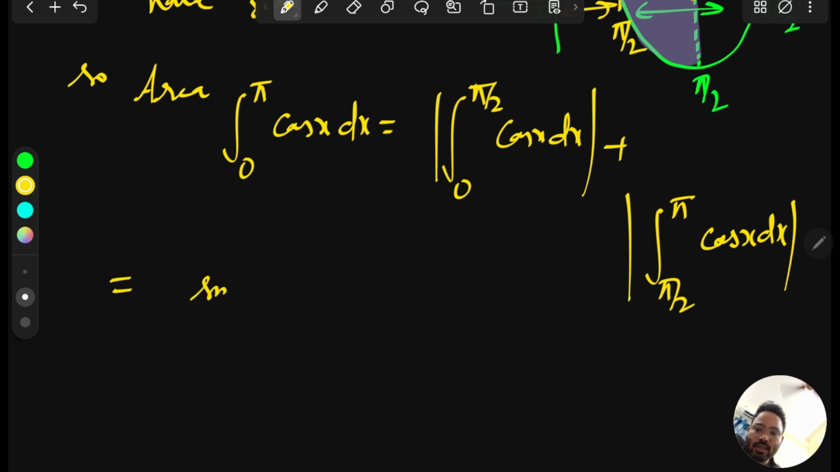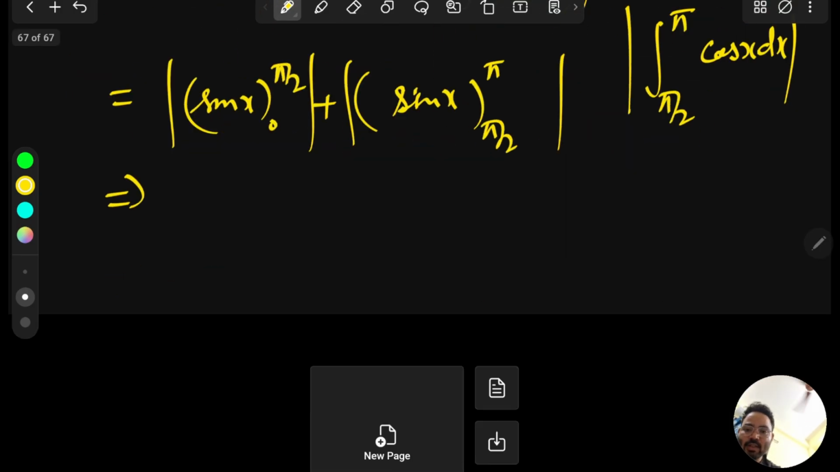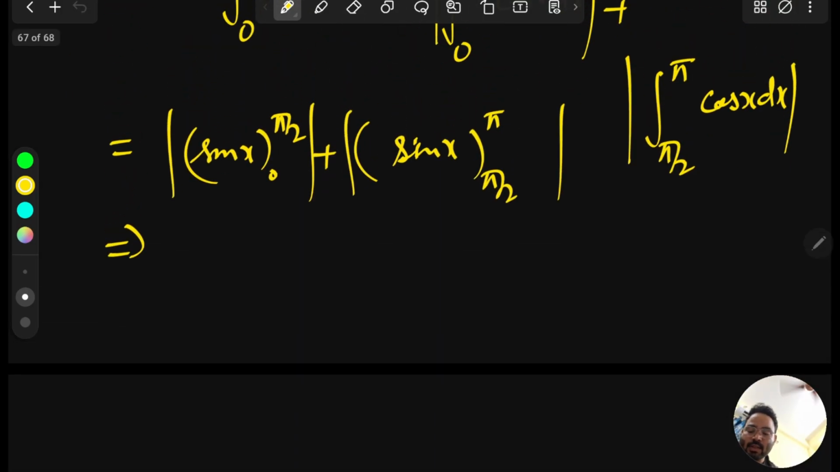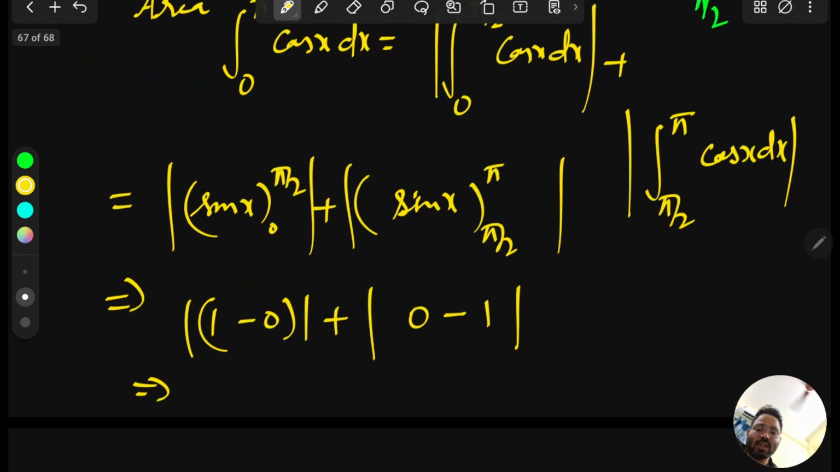So cos x integration is sin x from 0 to pi by 2, plus cos x integration is sin x from pi by 2 to pi. Now in this case you have to take the modulus. So let's see, sin pi by 2 is what? 1, sin 0 is 0, take the modulus, plus sin 180 is 0 and sin 90 is 1. If you do not take the modulus, this will give you 1 minus 1, 0. That's why the area, if this is a non-zero function, should be greater than 0.